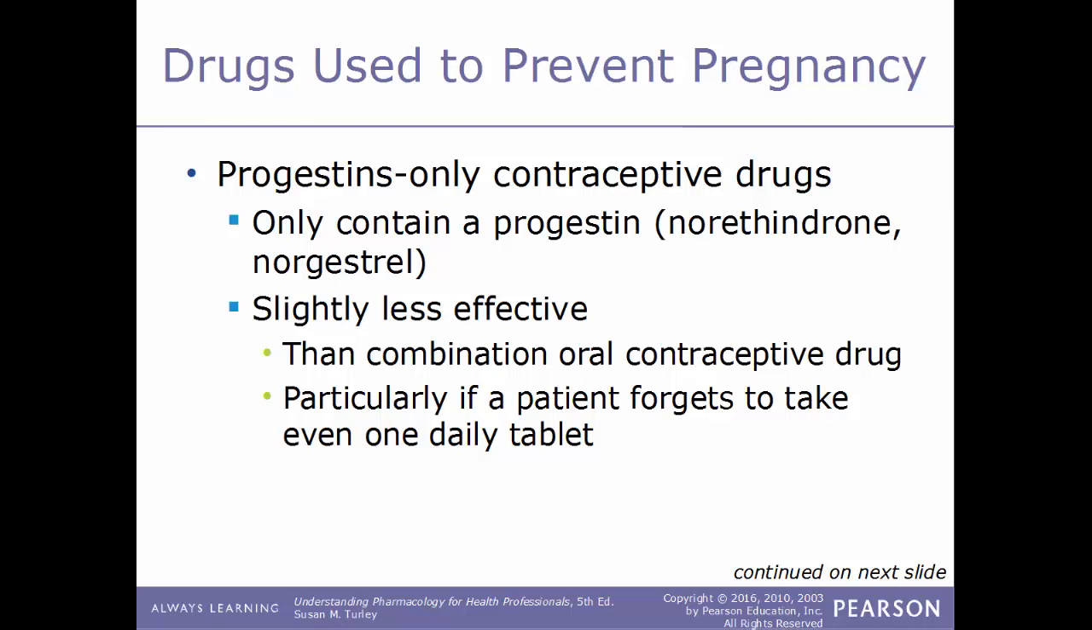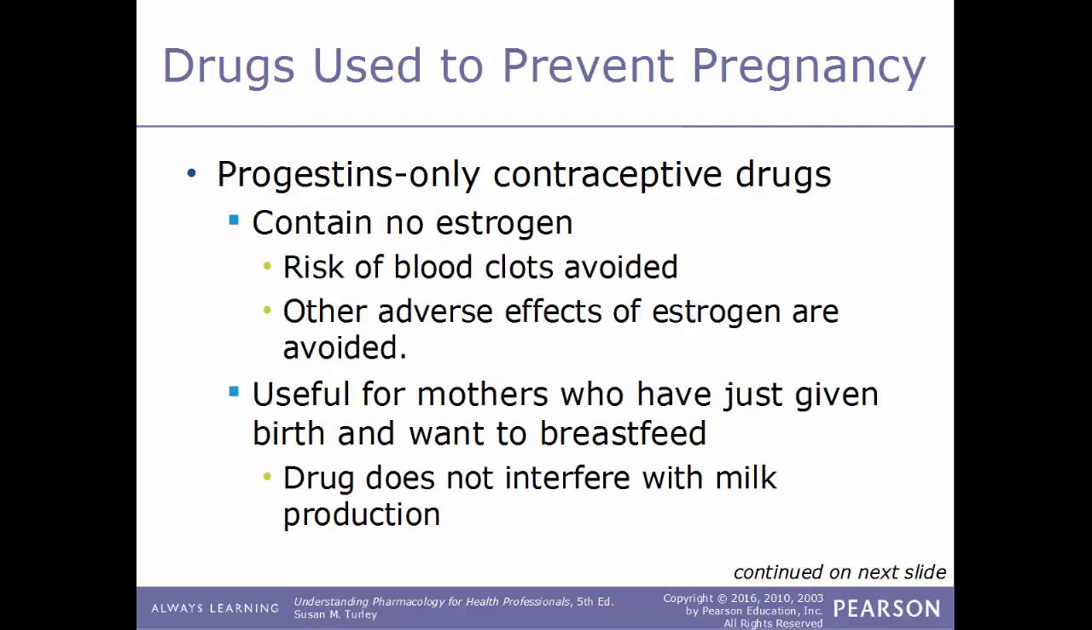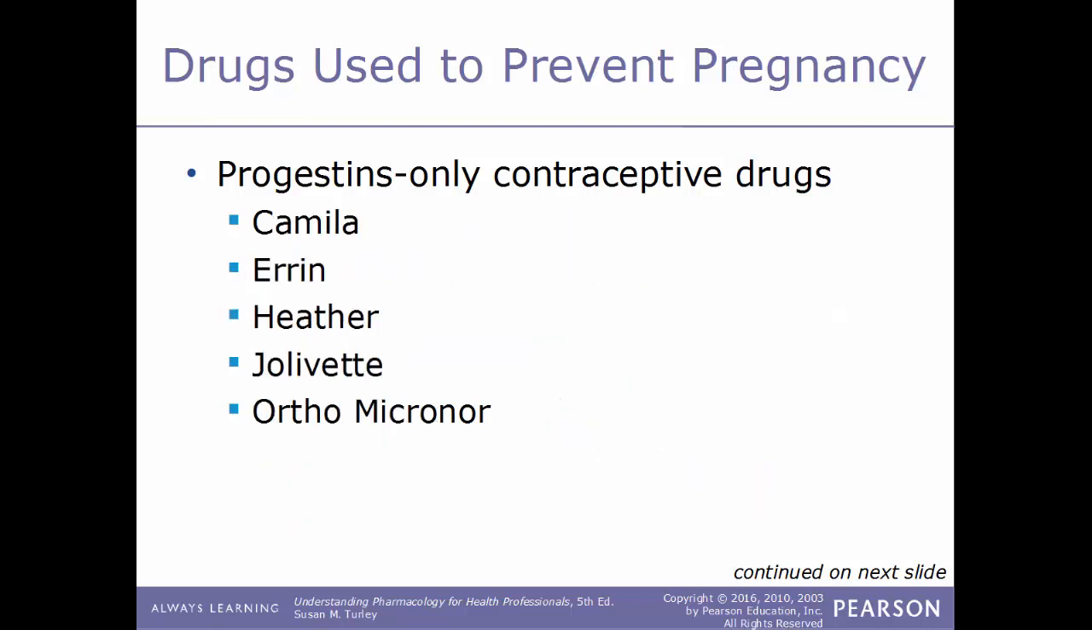And these are slightly less effective than a combination contraceptive drug. And this is even more pronounced if a patient forgets to take a daily tablet. And because these drugs contain no estrogen, the risk of blood clots is avoided, along with other adverse effects of estrogen. It's also useful for mothers who have just given birth and who want to breastfeed the baby, because the drug does not interfere with the milk production. Some examples of a progestin-only contraceptive drug: Camila, Errin, Heather, Jolivette, and Ortho Micronor.